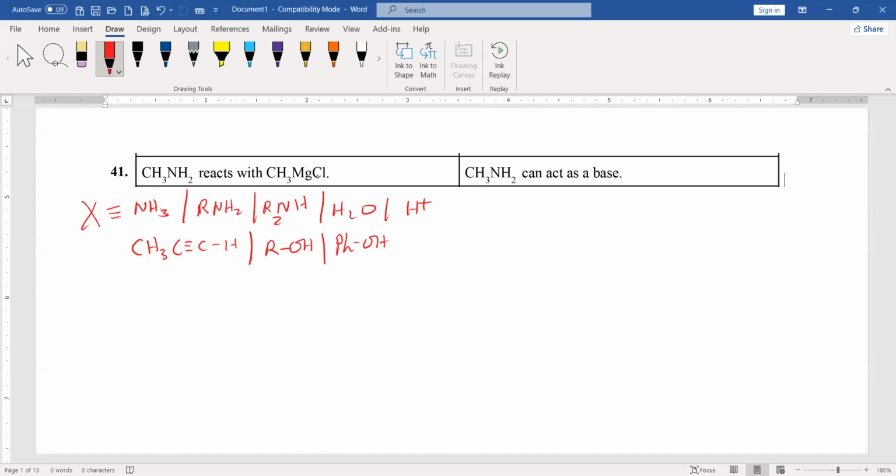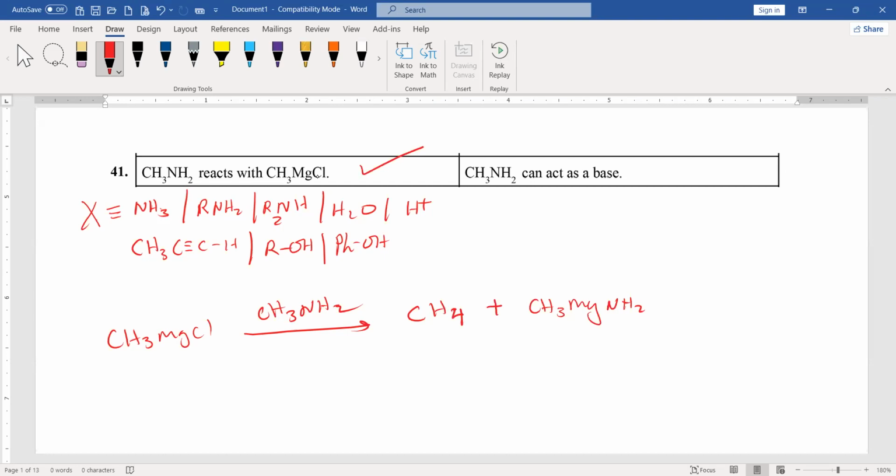So if I take, for an example, we have CH3MgCl. We add to that CH3NH2. Then the product will be CH4 plus CH3NHMgCl, because hydrogen will be given, and the byproduct will be like that. Okay, it reacts. That is correct.